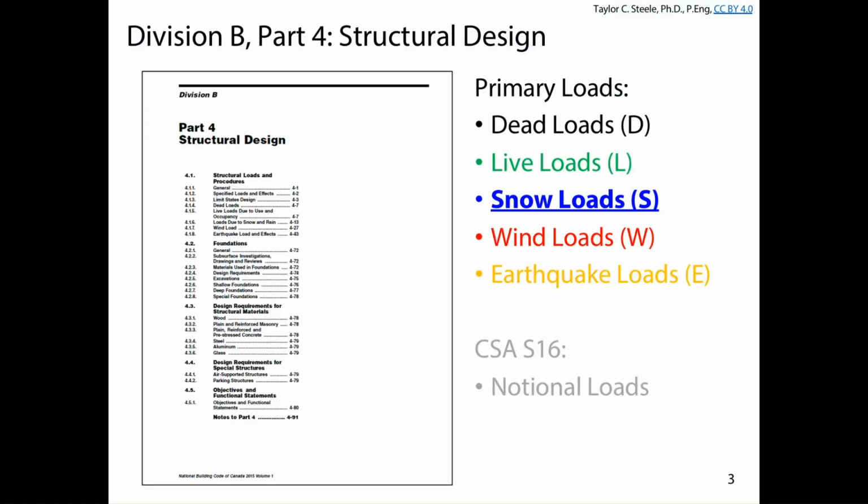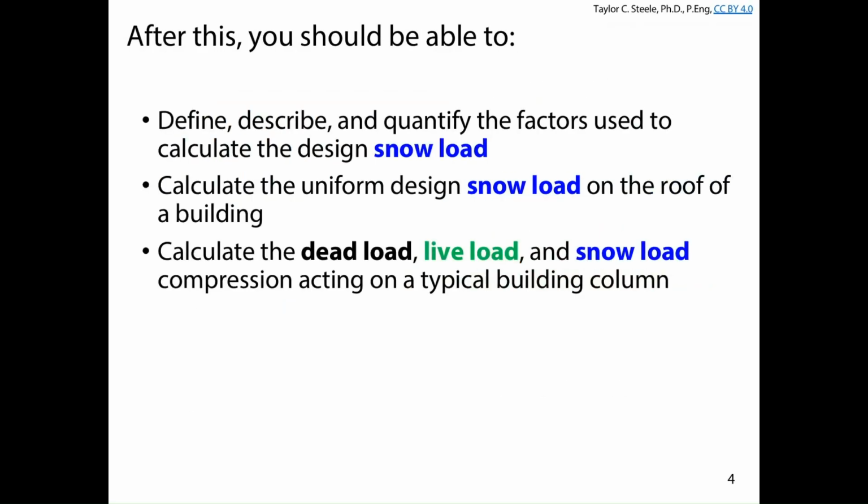That's in 4.1.6. And really what we're going to do today is focus on flat roofs that are relatively small. And I'll give you some context for why that matters. Basically, after today, you should be able to define, describe, and quantify the different factors that are used to calculate the design snow load. Okay, so basically, NBC gives us a big long equation with a bunch of stuff in it. We need to know what those factors are for and how to apply them. Once you can do that, you should be able to quantify the actual uniform design snow load for the roof of the building, and you'll have to do that briefly in the practice today, and we'll go through that example.